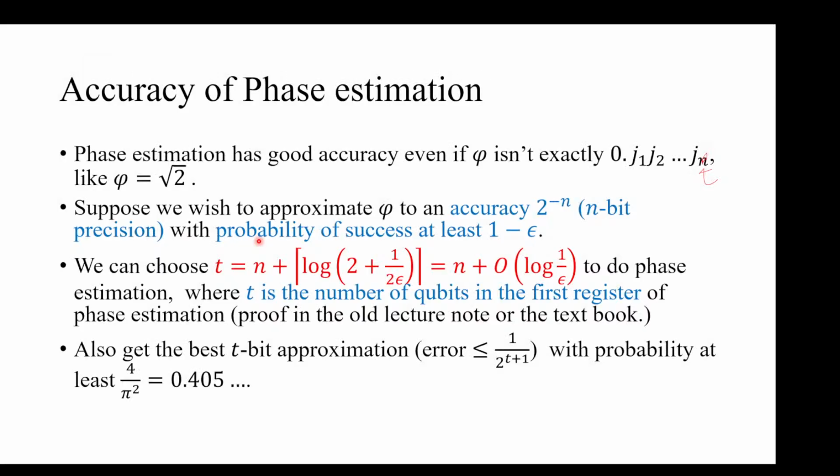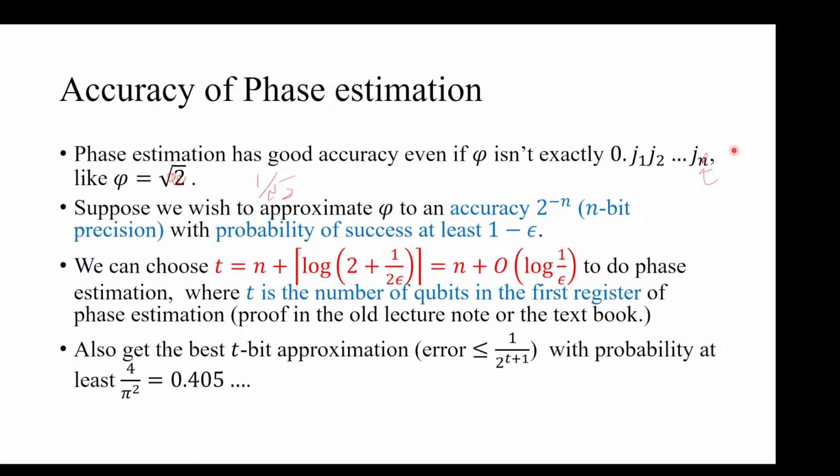Phi might be, say, 1 over square root 2. So we want something between 0 and 1. That's nicer. So maybe phi is an irrational fraction, 1 over square root 2, and it can never be expressed as the fraction 0.j1 j2 to jt. And so what happens when our phi is not exactly in this form, and we want to do phase estimation? Then we run into accuracy issues.